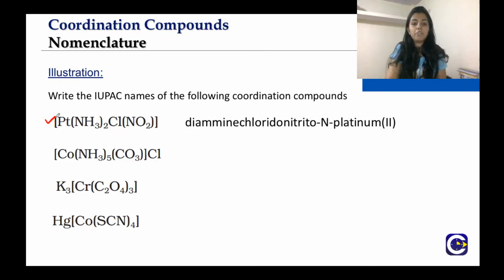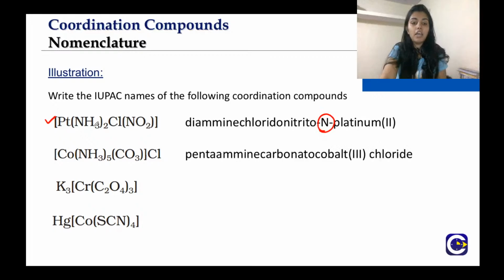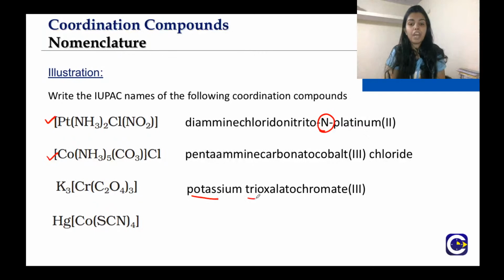So this complex will be named as diamminechloridonitrito-N-platinum. Why N? Because the coordination is from nitrogen. Then this complex will be named as pentaamminecarbonatocobalt(III) chloride. This complex will be named as potassium trioxalatochromate(III).